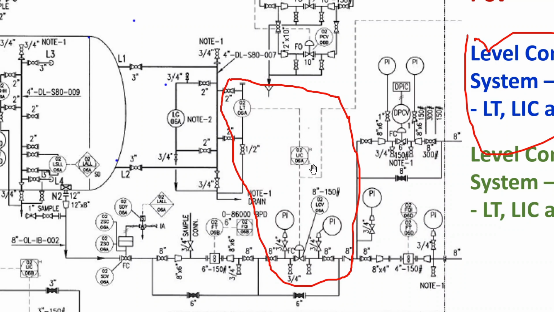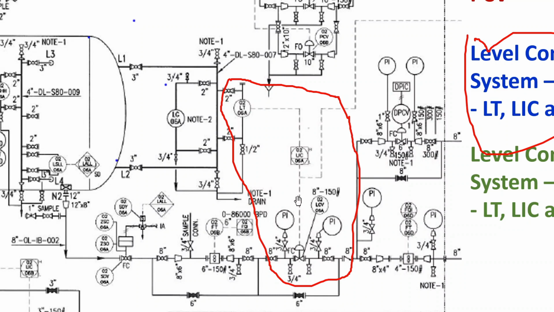and it comes to the LIC, which is located in the control room. The LIC, level indicator controller, compares the input reading, the process variable level reading, with the set point. The set point may be 50% or 35%, whatever it is. The controller compares the input reading with the set point, and the output reading is 4 to 20 milliamps.